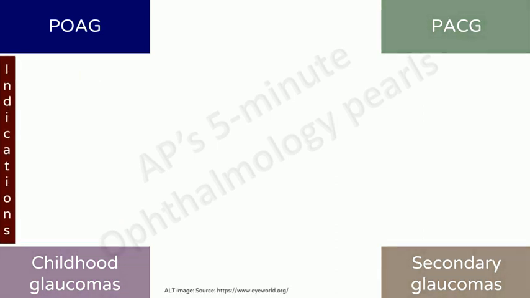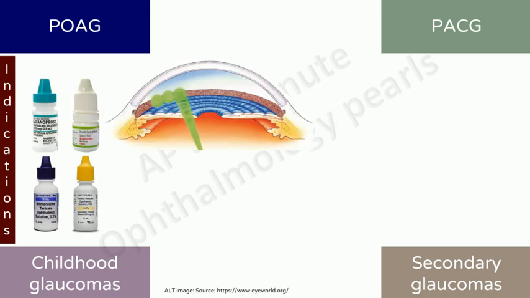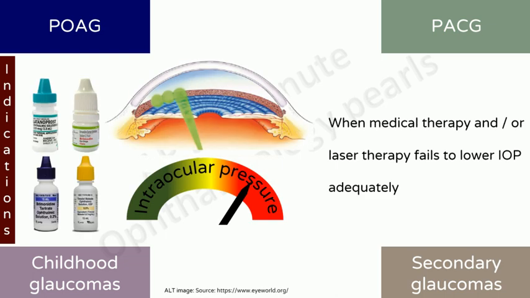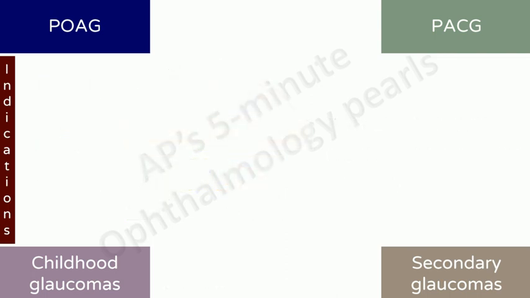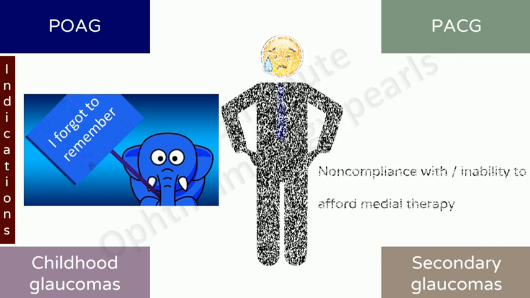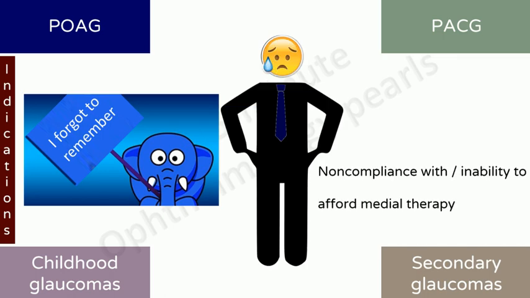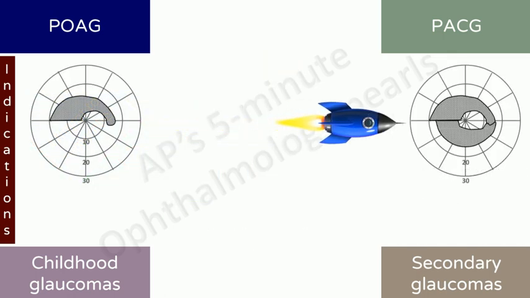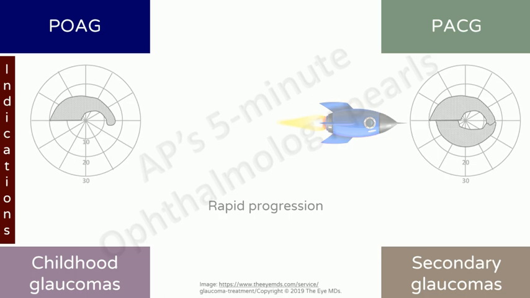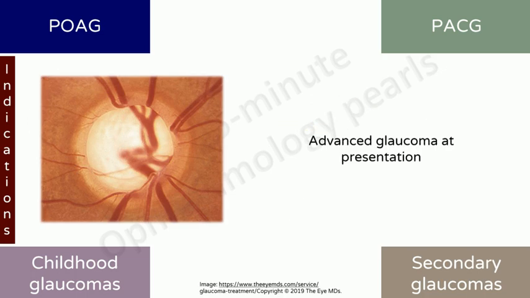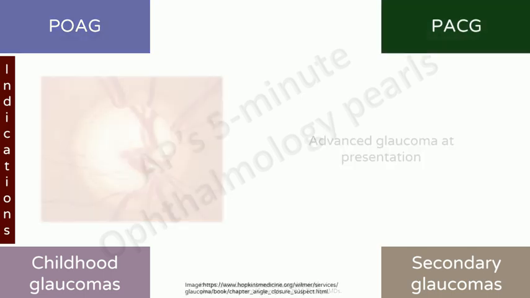In primary open-angle glaucoma, the indications are when medical therapy and/or laser therapy fails to lower intraocular pressure adequately, non-compliance with or inability to afford medical therapy, rapid progression of glaucomatous damage, and advanced glaucoma at presentation.